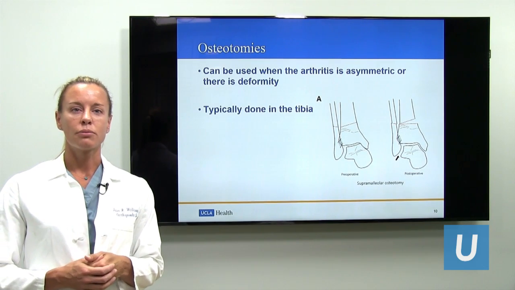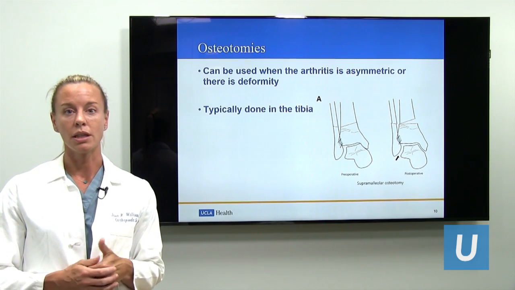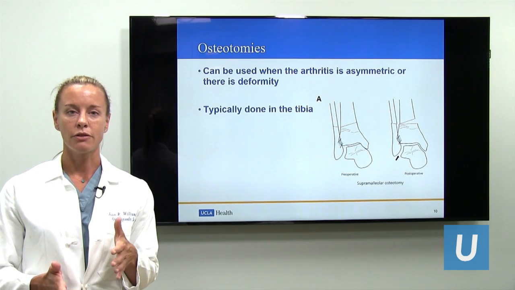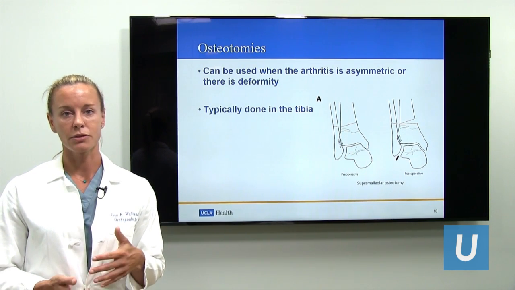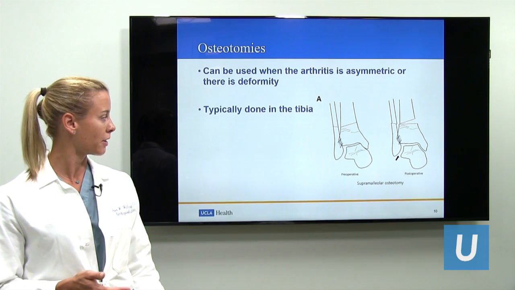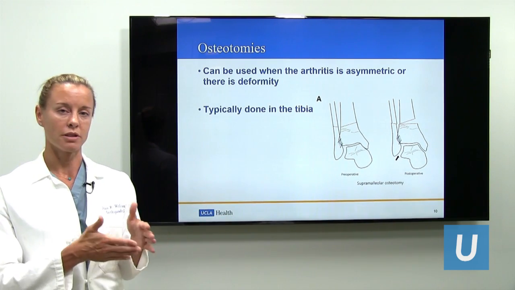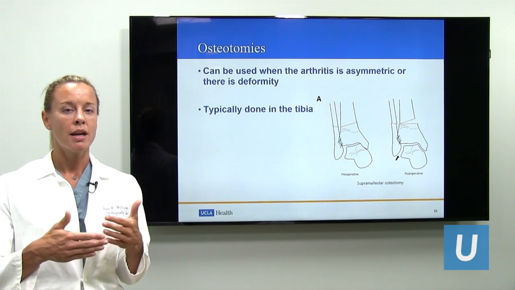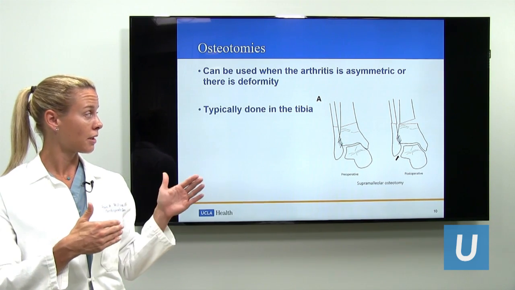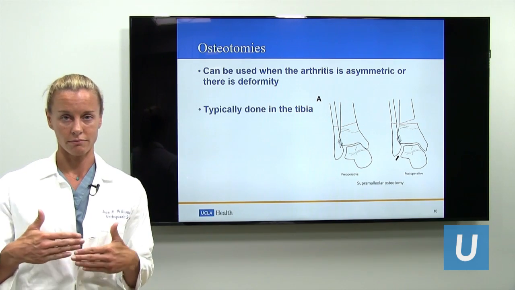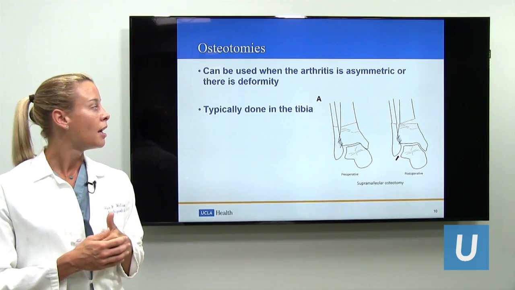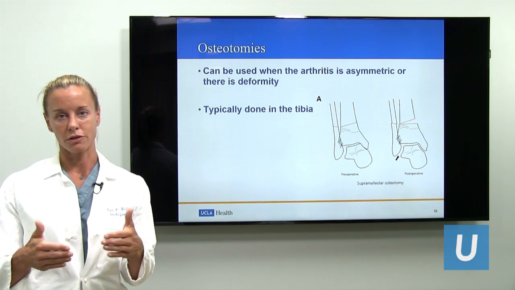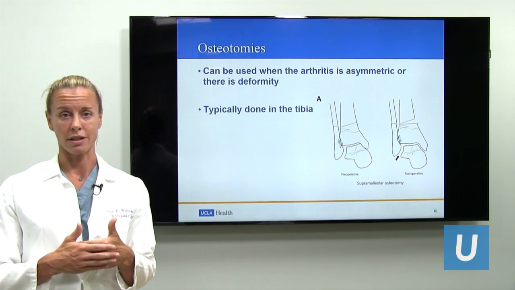Osteotomies are probably the least common treatment for this because it's only something that we do if there's a deformity in the ankle. So sometimes, as you can see in this picture, the ankle's tilted a little bit and only one side of the ankle is hitting bone on bone. And if that's the case, sometimes we can cut the tibia, which is the bone on the top part, and realign it so that the ankle shifts so that there's space between the cartilage surfaces again.